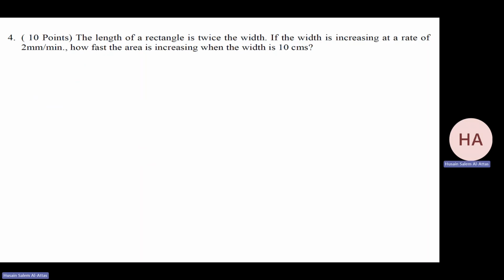Now we'll go to the rectangles and other areas and volumes. He said the length of the rectangle is twice the width. So the length is twice the width. We call the length L and the width W. Now he says the width is increasing at this rate, so dW by dt equals 2 millimeter per minute.